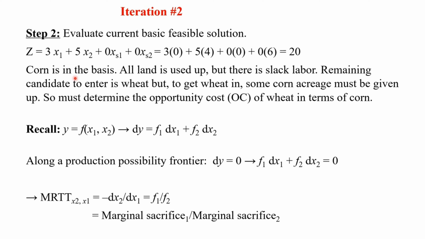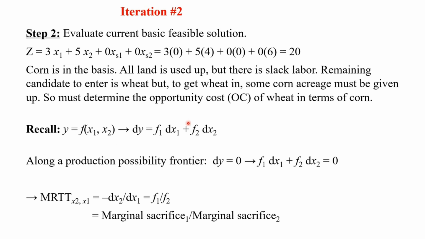Remaining candidate to enter is wheat, but to get wheat in, some corn acreage must be given up. So we must determine the opportunity cost of wheat in terms of corn. So do you understand? This is key here. All right. All land is used up, but there remains slack labor. And the question is, if we can shift from x2, where we have 4 units, to x3 by using some of that slack labor, we can convert some of that corn acreage into wheat. So we want to determine whether that's economically feasible.